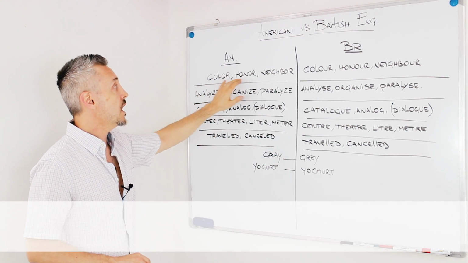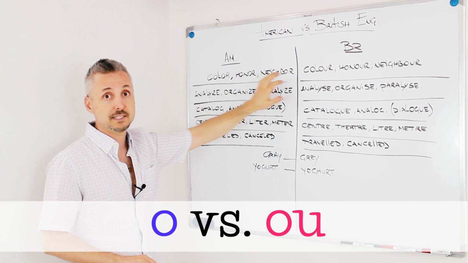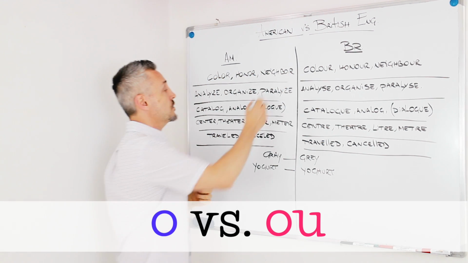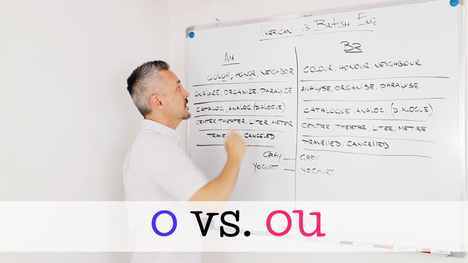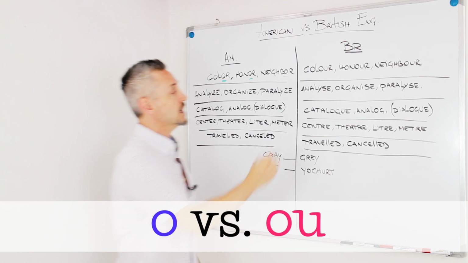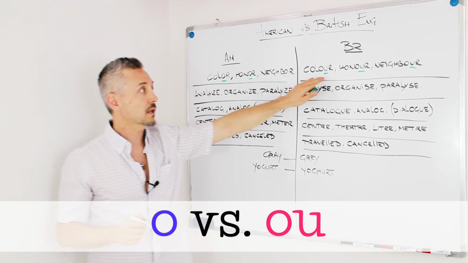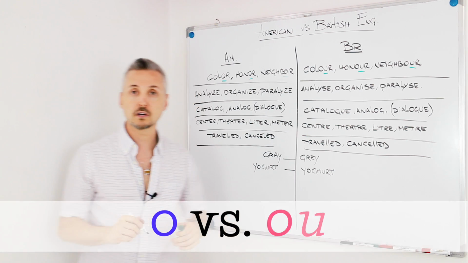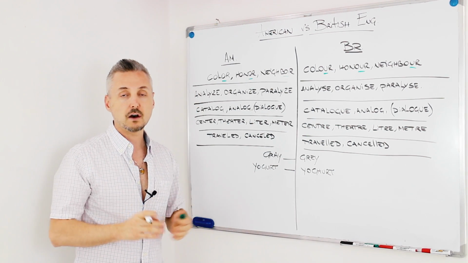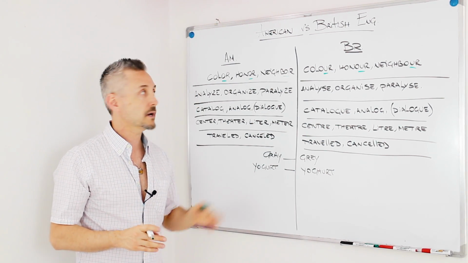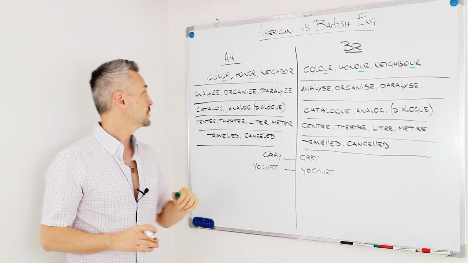So color, honor, neighbor, these are examples, okay, for words. So color, honor, in American English without the U, in British English with the U, okay? So color, honor, and neighbor. They're obviously pronounced the same, but the spelling is different.